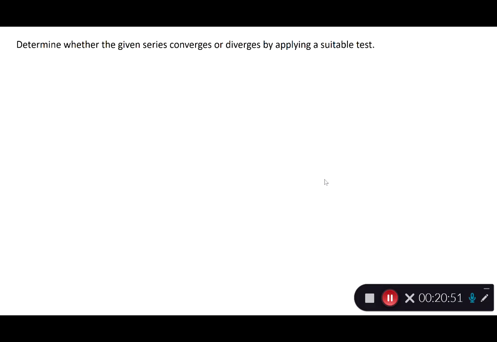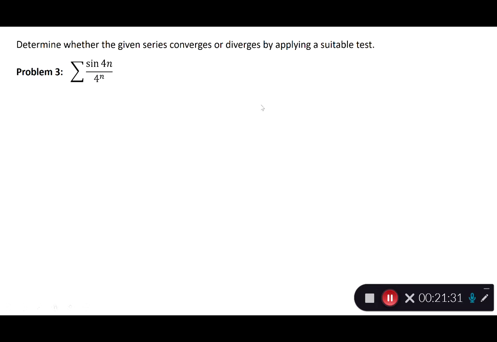Okay, let's see. Sigma sine 4n over 4 to the n. You see, what test? According to what I did in the previous two problems, I see an r to the n, so maybe ratio test. I think it's possible, but that's going to be a pain. Ratio test, because of this sine of 4n, is going to be a pain.